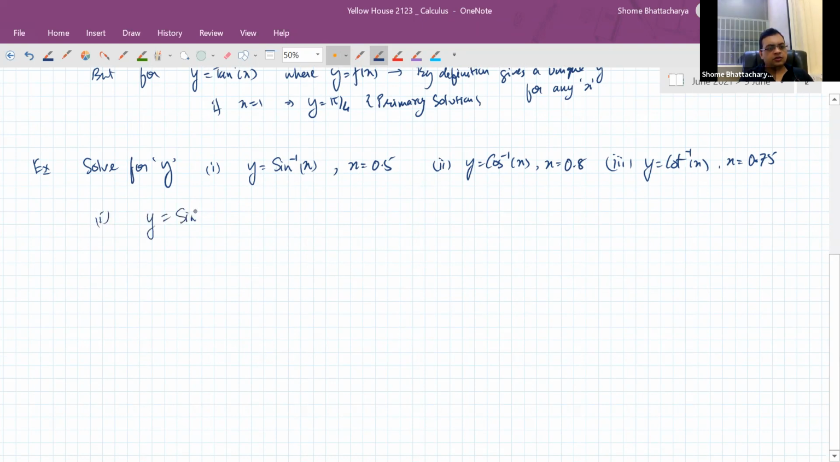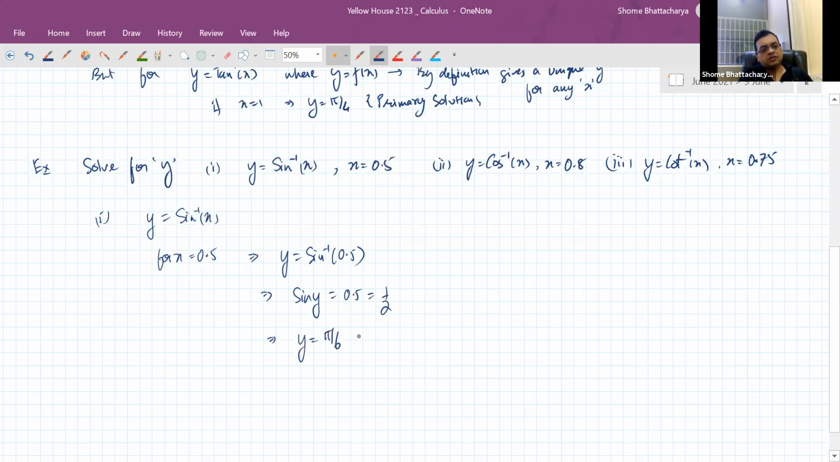So y is equal to sine inverse x. For x equal to 0.5, y equals sine inverse of 0.5, which further implies that sine y is equal to 0.5 or half. So this means that the primary solution is pi by 6, or 30 degrees.